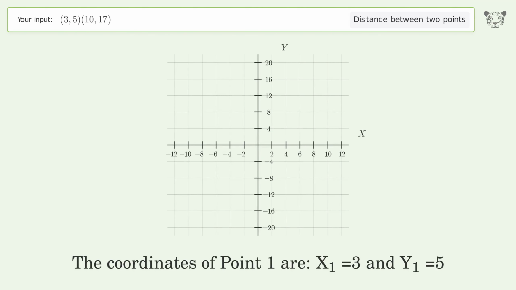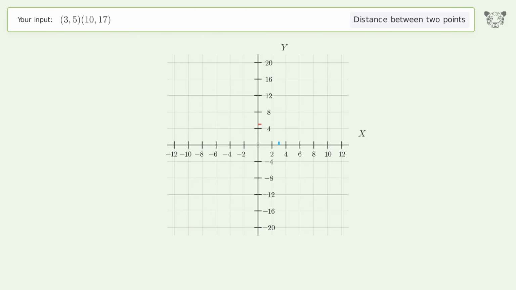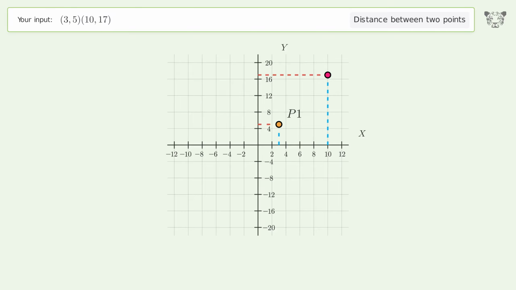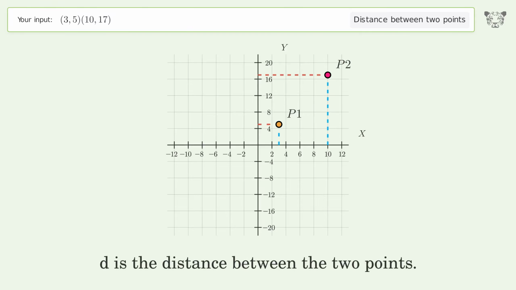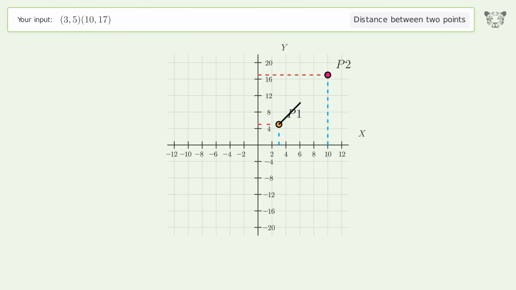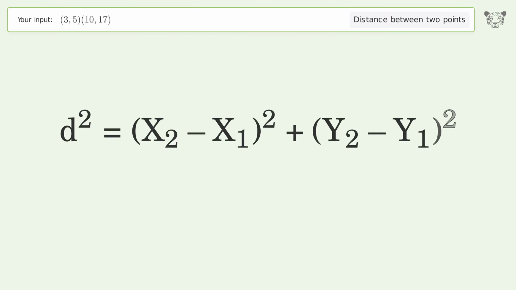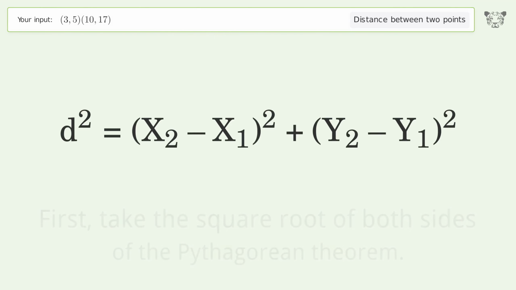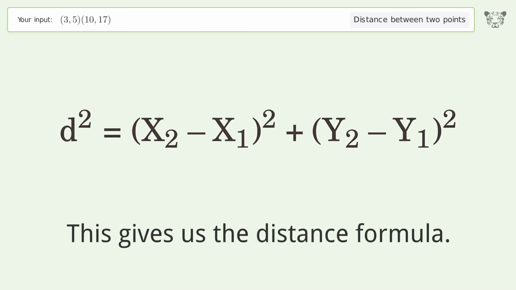The coordinates of point 1 are x1 equals 3 and y1 equals 5. The coordinates of point 2 are x2 equals 10 and y2 equals 17. D is the distance between the 2 points. First, take the square root of both sides of the Pythagorean theorem. This gives us the distance formula.